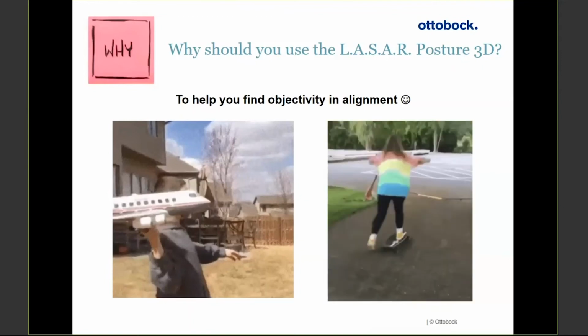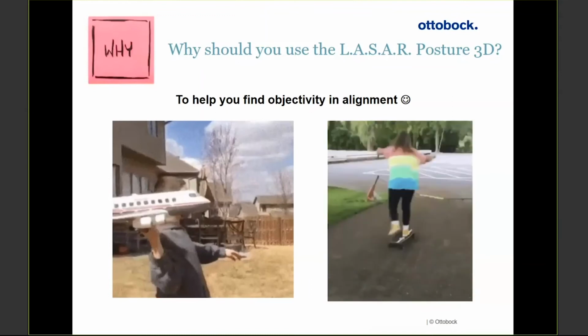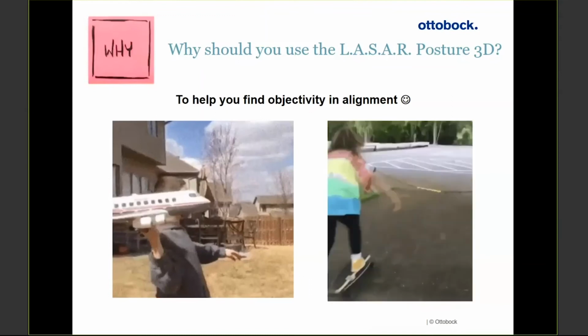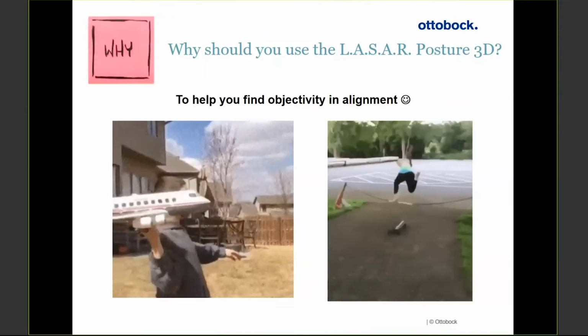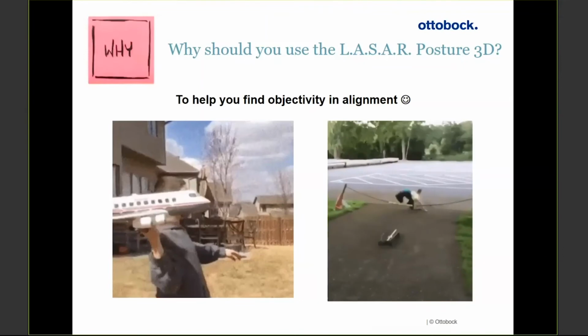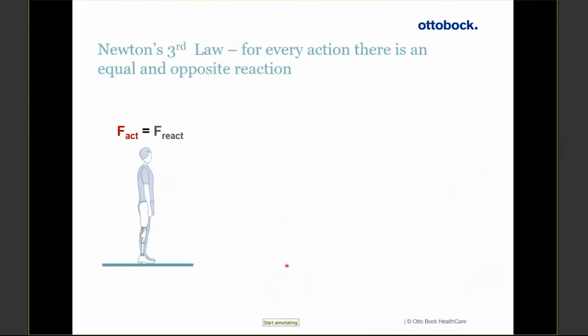Ground reaction forces can help us distinguish what a tiring situation is from someone who's standing quite comfortably. We can identify abnormal stresses on the tissues and the joints. So we're finding objectivity by using science. The L.A.S.A.R posture really is based on Newton's third law: for every action, there is an equal and opposite reaction. So I'm taking you back to Physics 101.